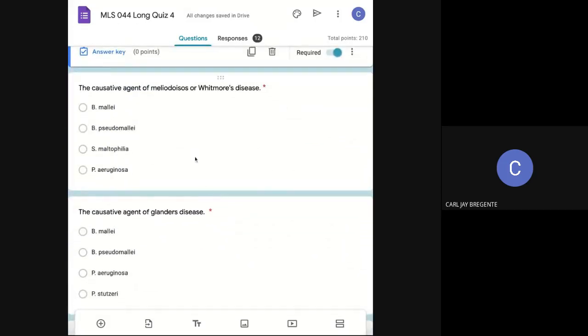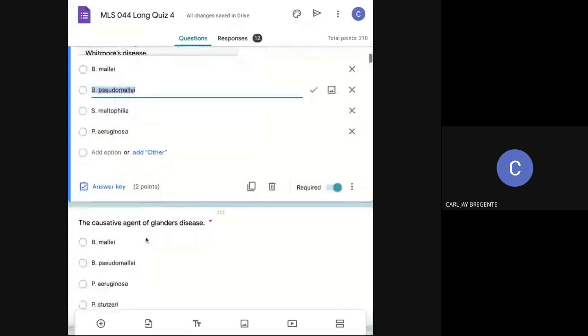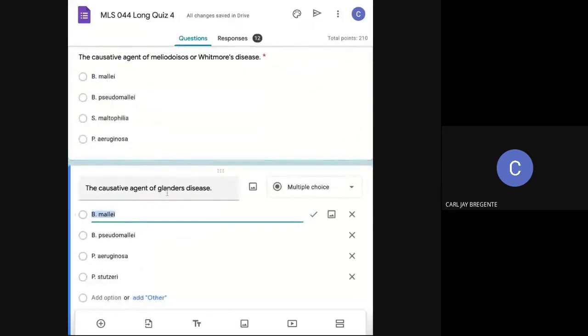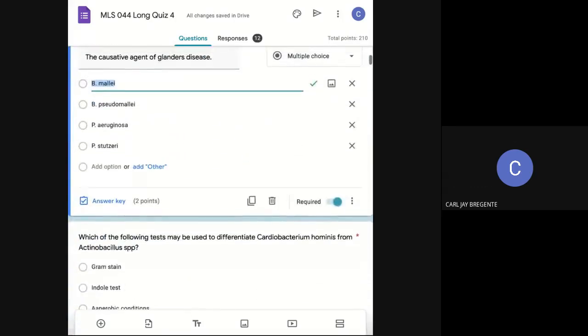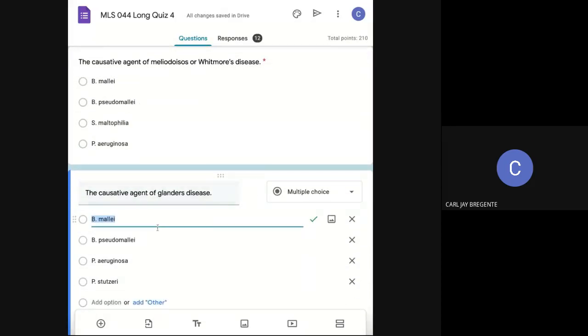The causative agent of your melioidosis or Whitmore's disease, that is Pseudomallei. Although its melioidosis class, do not be deceived, the causative agent is your Pseudomallei. Mallei is different because Burkholderia mallei is for your glanders disease. Again, melioidosis, pseudomallei; glanders disease, mallei.